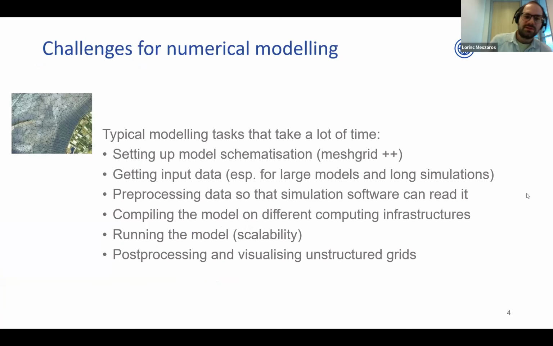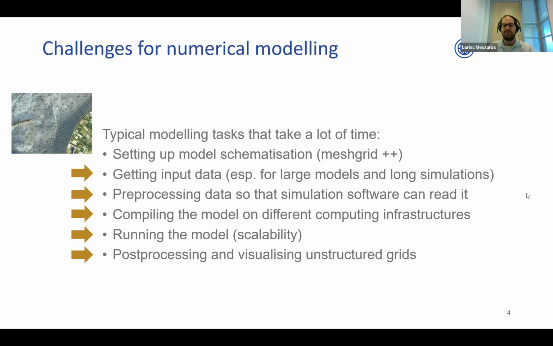So when we consider this use case, we had the main challenge that modeling workflows are rather complicated, starting from the model schematization, which is an art in itself. So that we skipped, but all the rest we have covered in an automatized workflow. So we are able to get input data, pre-process it for our own software. We are able to deploy and run the simulation in different infrastructure, and we can post-process it to visualize it.